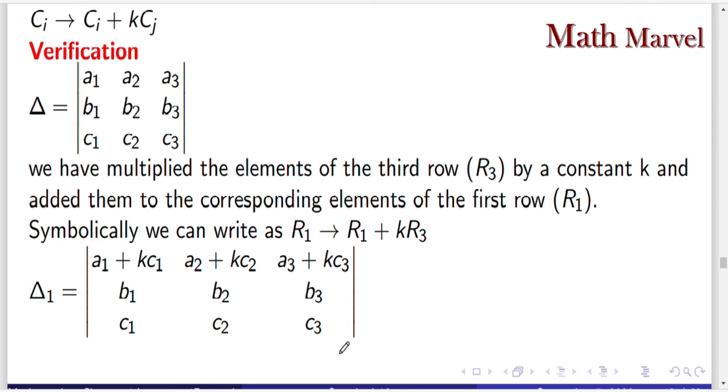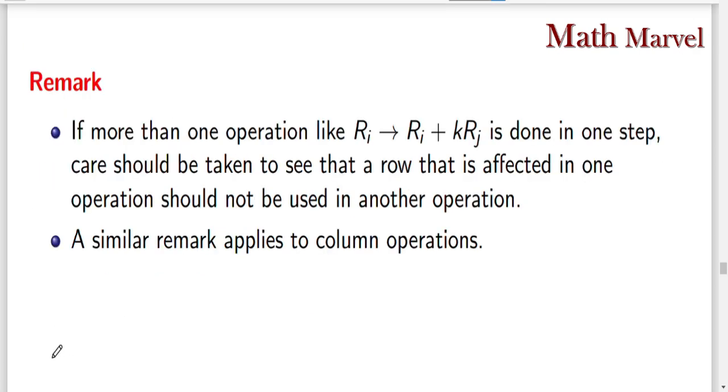Generally students have this type of doubt. To convert the maximum number of zeros, they also use these affected rows. In this case they do not get the answer and the computation work increases. So remember this remark. The second remark is that a similar remark applies to column operations. Here we discussed the example for rows, but the same type of operation is possible using columns, and an affected column also cannot be used for a second operation.